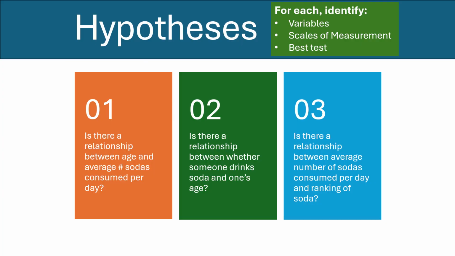Okay, now we're going to cover 3 different hypotheses. Notice they all say the word relationship, so all of them will be talking about correlations, but you need to be able to identify the variables, so the scale of measurement for each variable, and then the best test to use. So I would again go ahead and take a moment to pause and test yourself, and then I'll have the answers on the next slide.